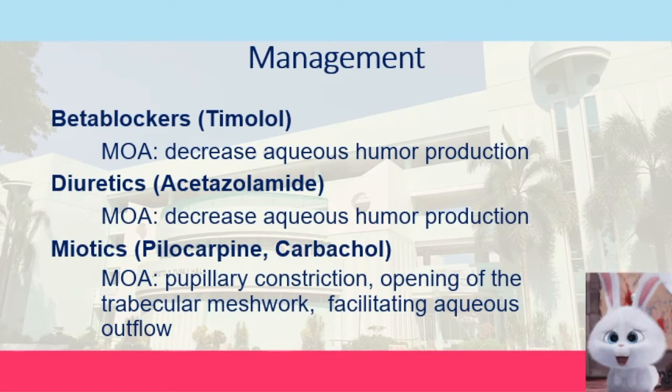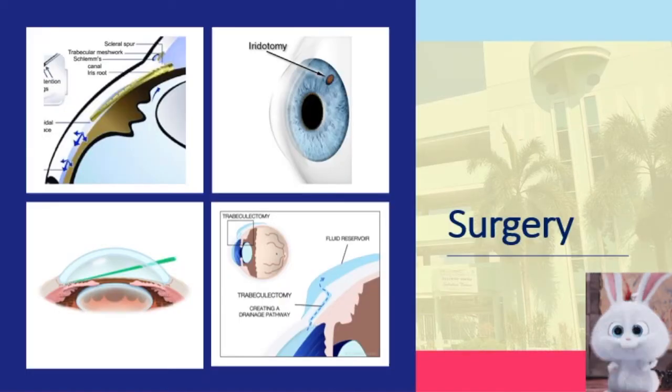Okay? So we want it to be constricted this time because we want aqueous humor to come in and out. So we want the pupil to be smaller. So the mechanism of action here is that it would cause pupillary constriction to open the trabecular meshwork, and it would facilitate the flow of your aqueous humor. Examples of which are your pilocarpine and then your carbachol. Okay, pilocarpine and carbachol.